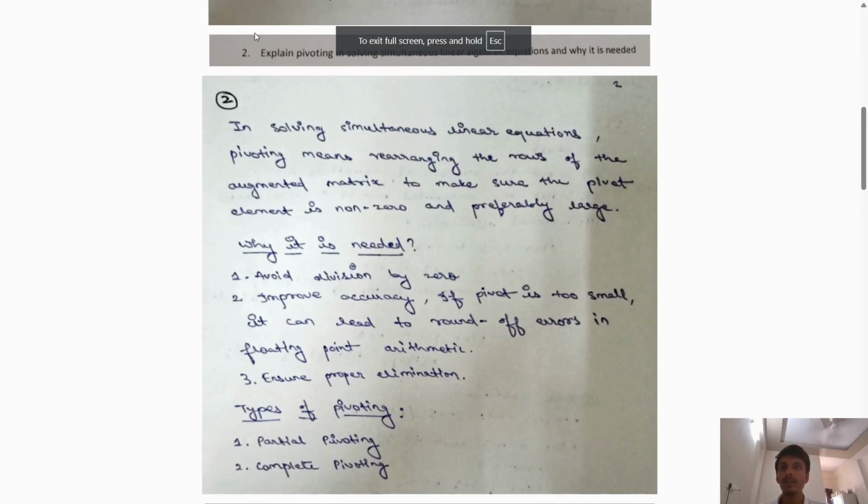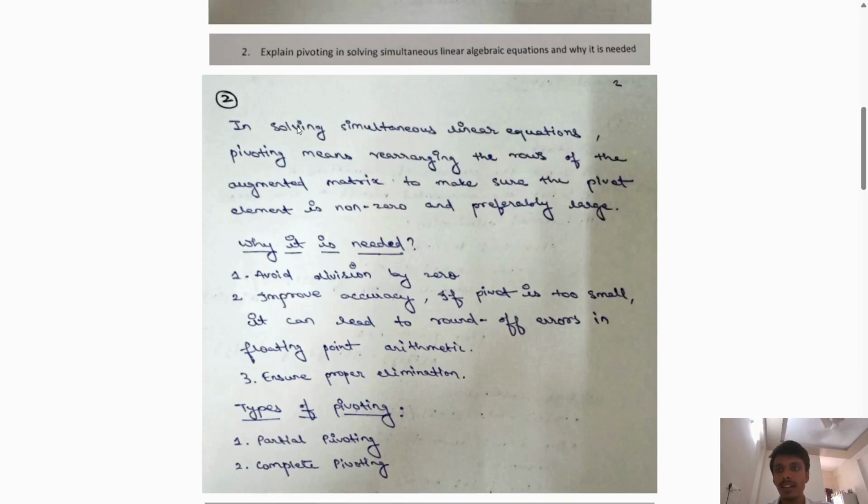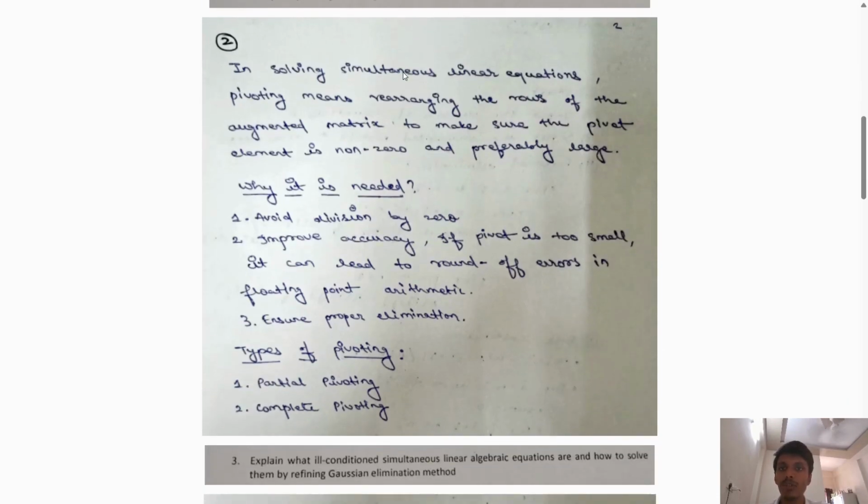Now we see the second question: explain pivoting in solving simultaneous linear algebraic equations and why it is needed. This is a theory question. In solving simultaneous linear equations, pivoting means rearranging the rows of the augmented matrix to make sure the pivot element is non-zero and preferably large.